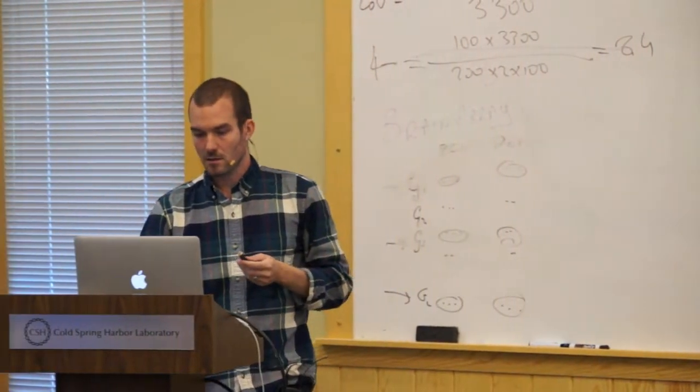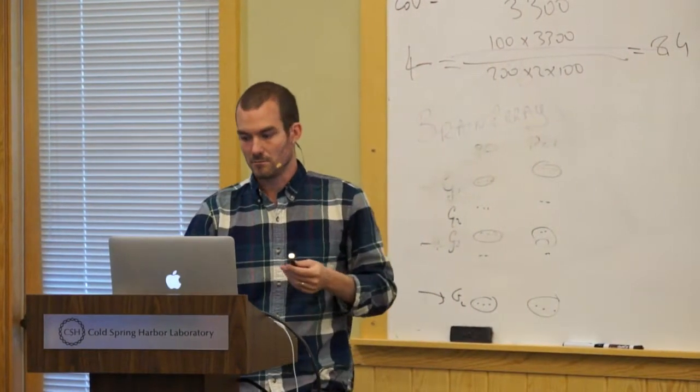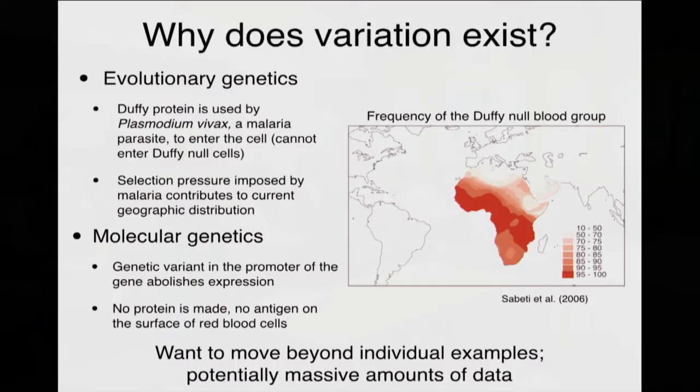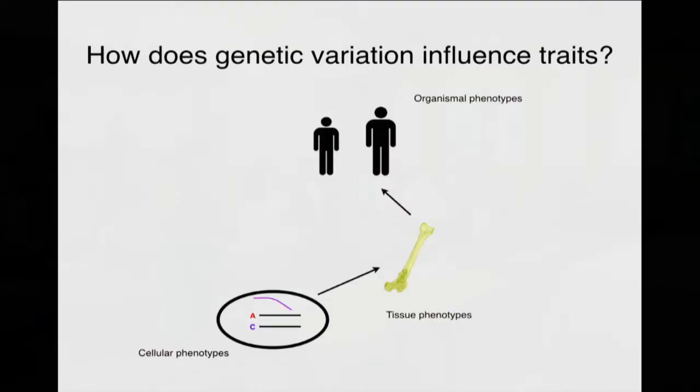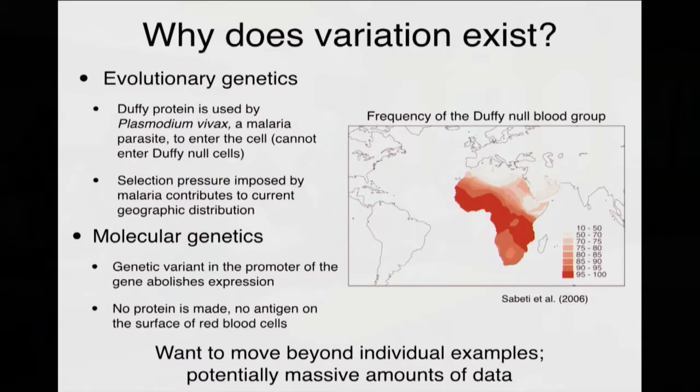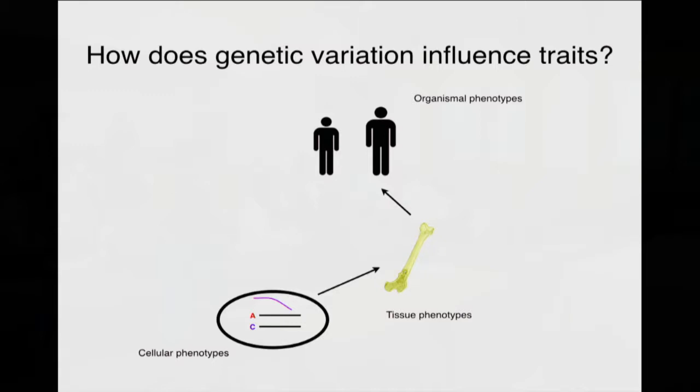And so this is a really interesting example, but we want to move beyond individual examples, and we have potentially massive amounts of data. And so I'm going to tell you about this slide. I'm going to tell you entirely today about the second class of questions here, which is the molecular genetics. I'm not going to talk about the evolutionary genetics at all. And so how does genetic variation influence traits?